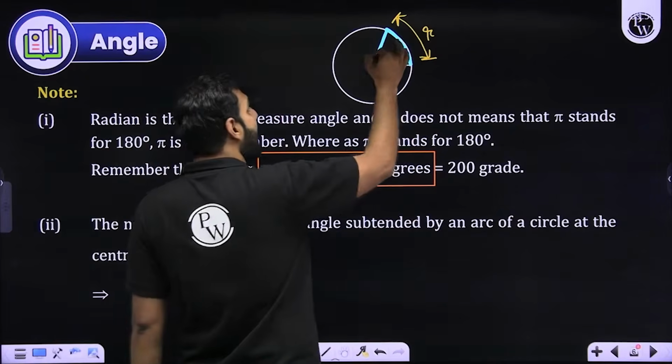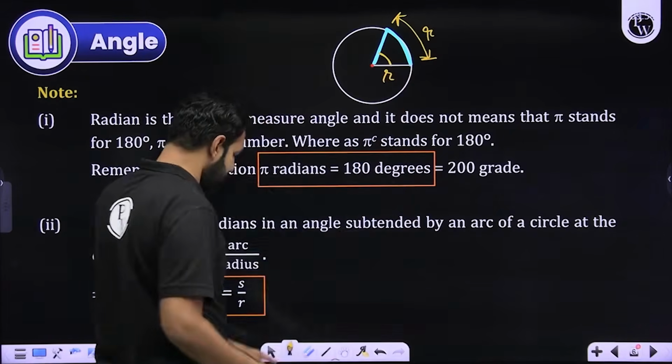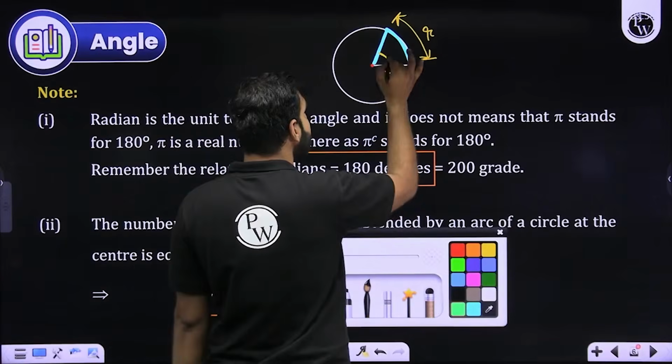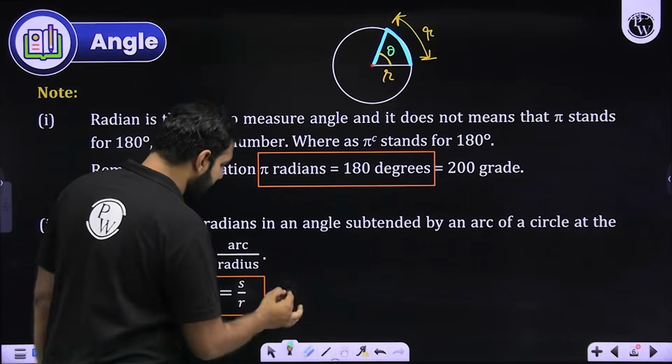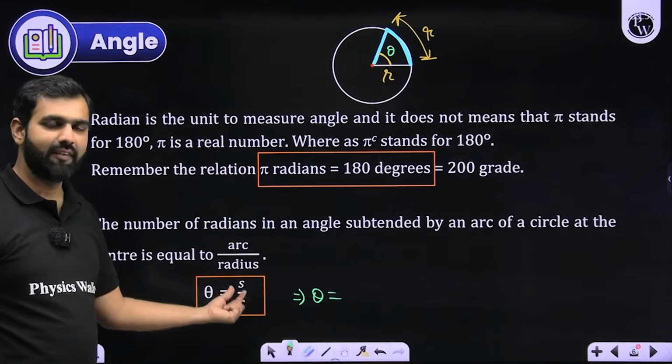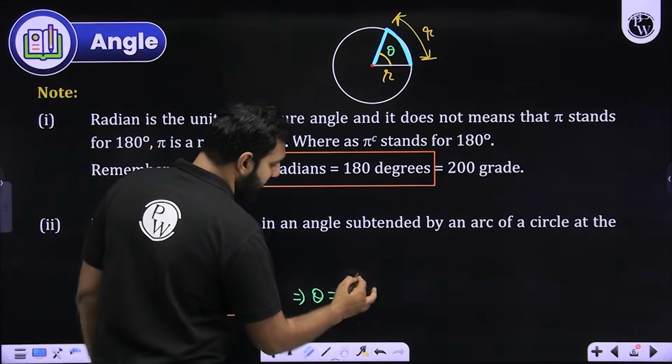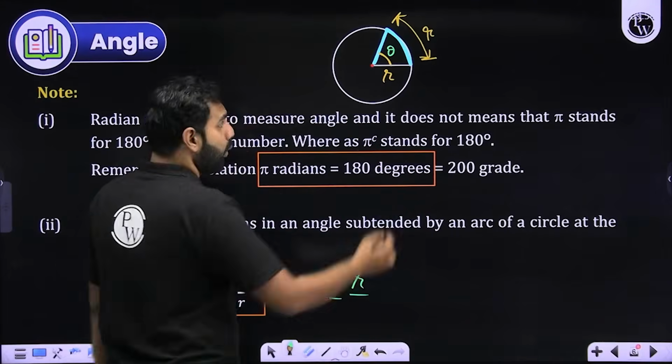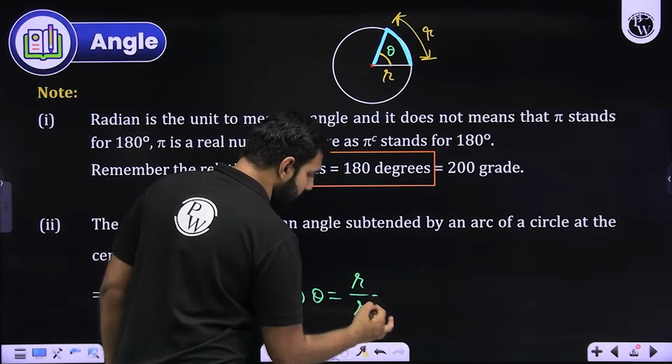So the angle subtended at the center of the circle will be given by theta, which is equal to the length of the arc divided by the radius. So what is the length of the arc? The length of the arc is r. What is the radius of the circle? That is also r. So it is 1 radian.